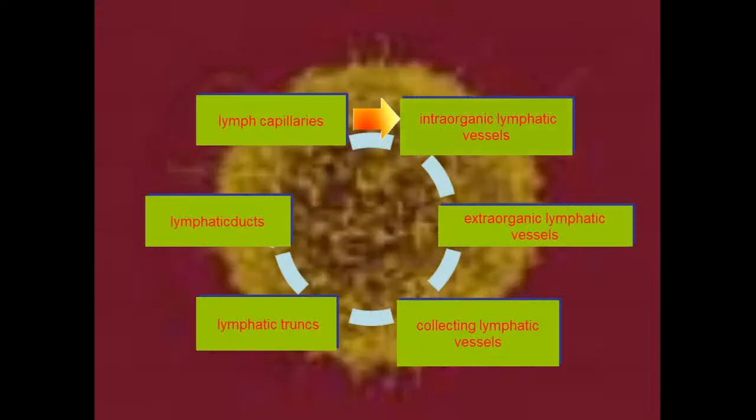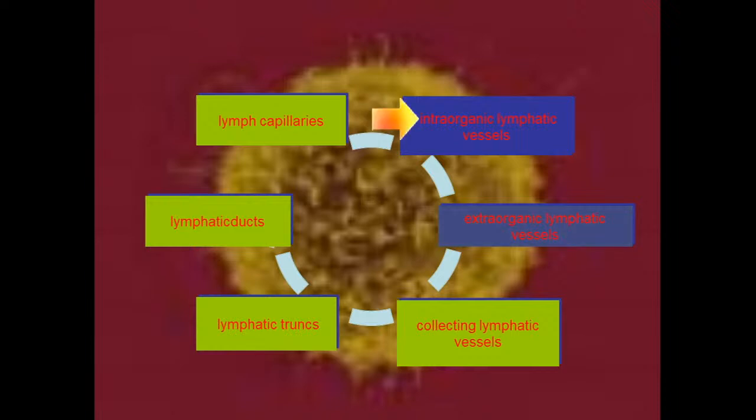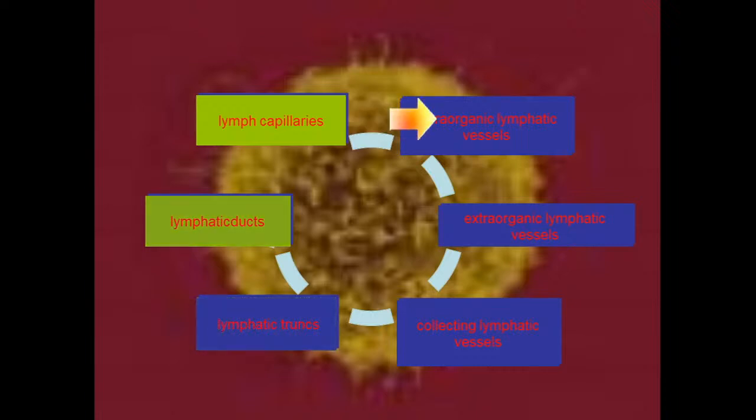So the members of the lymphatic system, we'll repeat again, start from the lymphatic capillaries. Then these lymphatic capillaries empty into the intraorganic lymphatic vessels, then into the bigger diameter extraorganic lymphatic vessels, which join together and form collecting lymphatic vessels, then into the lymphatic trunks and lymphatic ducts. About all these members of the lymphatic system we will talk today.